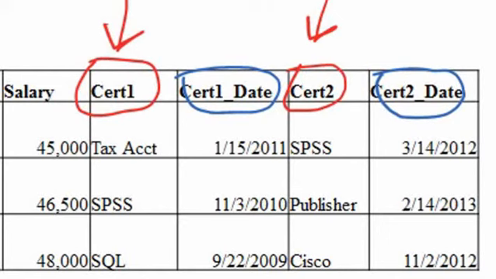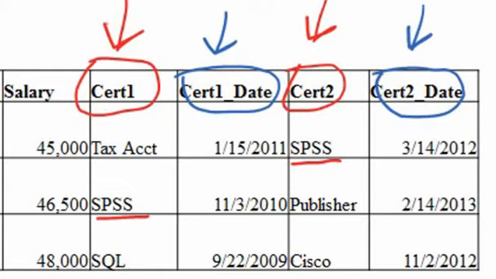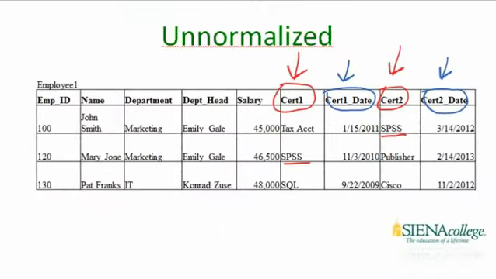We see that the data could be in either of two columns for certification. So if we wanted to find all the records where somebody took an SPSS course, we would have to search through two columns. Similarly, the dates are in two different columns. So if we needed to find out whose certification was more than 2 years old, we'd have to search separate columns.